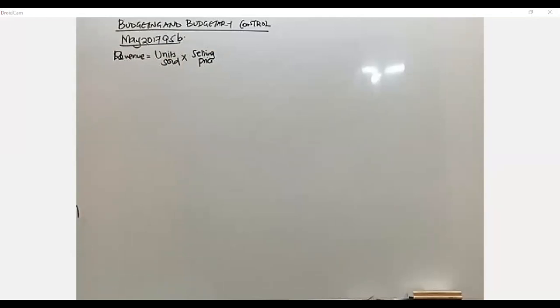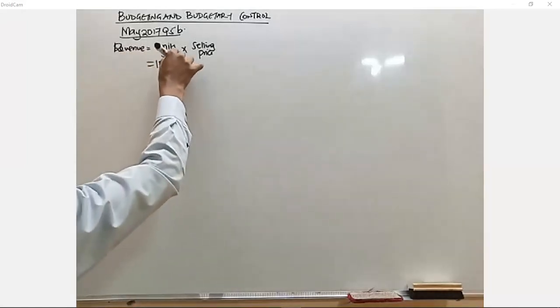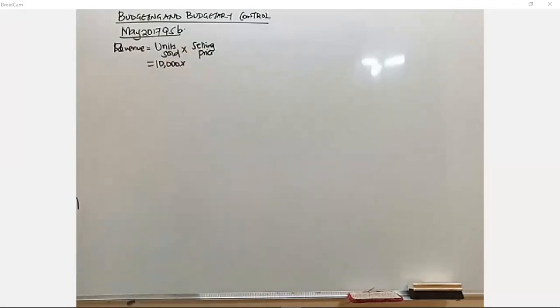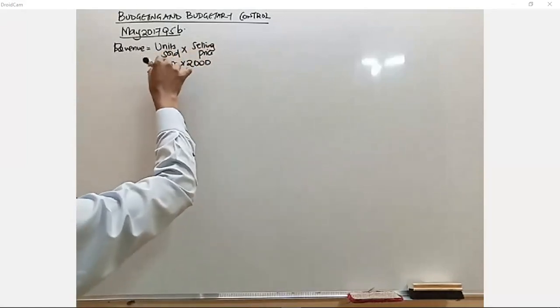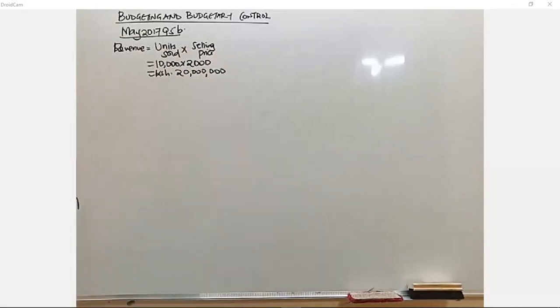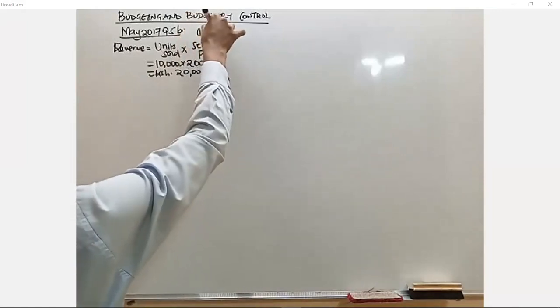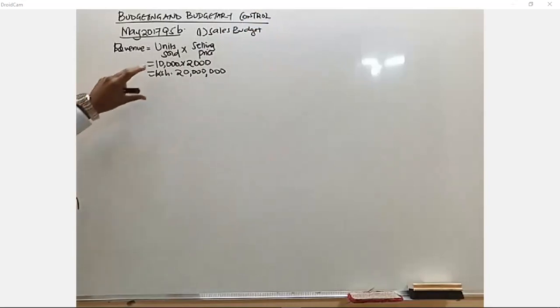When I look at my question there, I've been told that Maramat Limited manufactures a single product branded PQ, and the budgeted sales for the month of June 2017 amount to 10,000 units. So already the units sold, we have been told, will be 10,000 units. Then we have been told at a selling price of 2,000 per unit, you multiply by 2,000. So this translates to Kenya shillings 20 million. Already, we are done with the sales budget. That is requirement number one, the sales budget. Very simple. I just look at the units that we want to sell, then we multiply by the projected selling price.